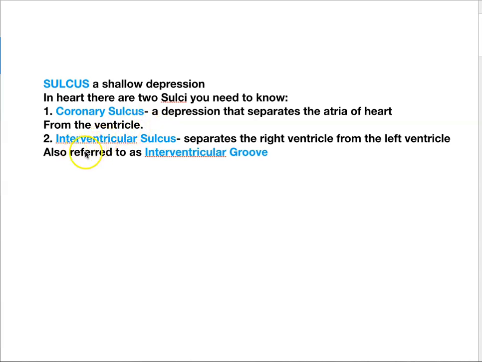The second sulcus is the interventricular sulcus. This is telling you it's in between the ventricles. This little groove separates the right ventricle from the left ventricle. Sometimes you'll hear it referred to as the interventricular groove. So let's look at these.